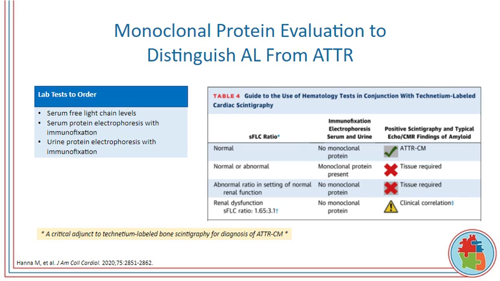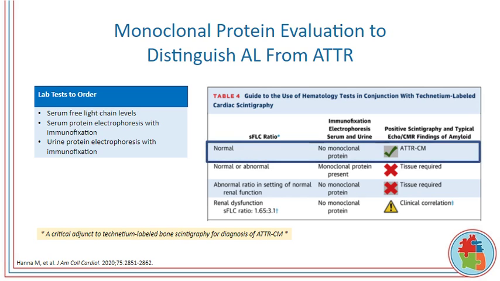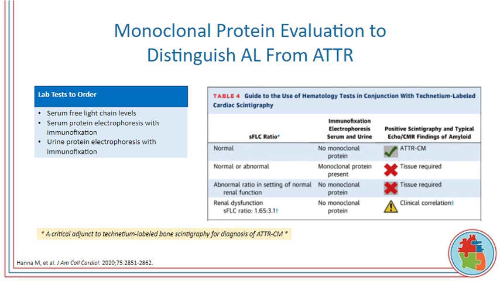So if all 3 of these tests are normal, as shown in the top row of this table on the right, then we can be confident that a grade 2 or 3 scan on bone scintigraphy is diagnostic of transthyretin cardiac amyloidosis. However, if any of these tests are abnormal, then we're not sure if a positive bone scintigraphy scan represents AL or if it represents ATTR, and tissue biopsy is necessary to make the diagnosis.